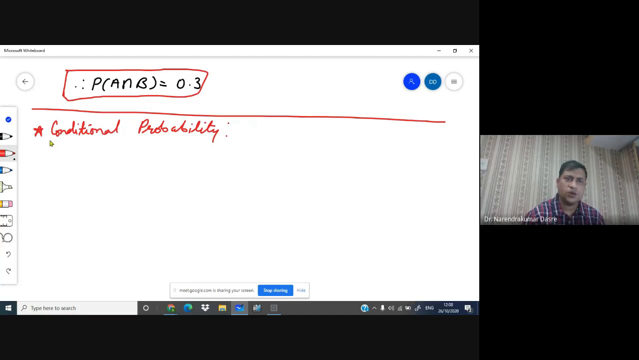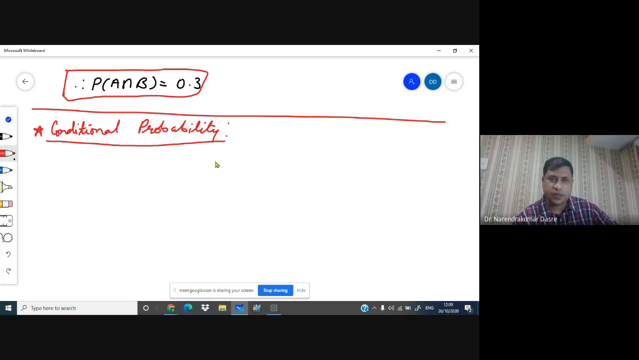Okay, so we need to understand what is meant by conditional probability. Conditional probability is that if there are two events and we know that one event has already happened, then we expect the next event to happen. Be careful, listen carefully. So what is conditional probability?